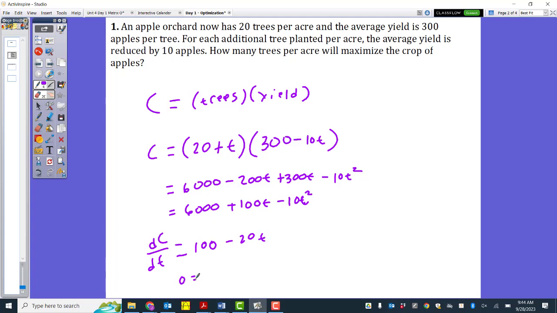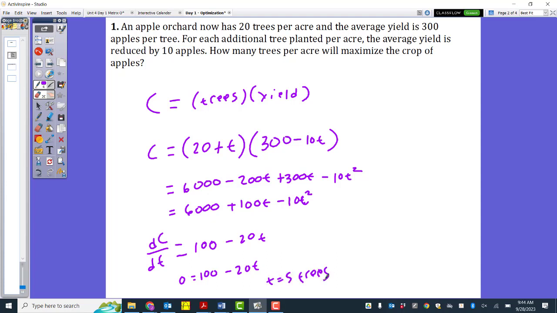So 0 equals 100 minus 20t. Add the 20t, divide by 20. t is equal to 5 trees.